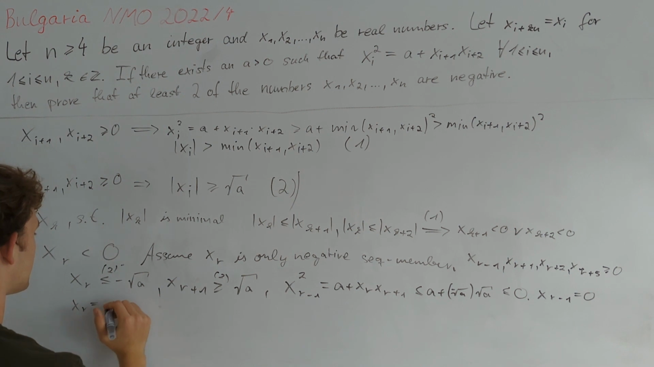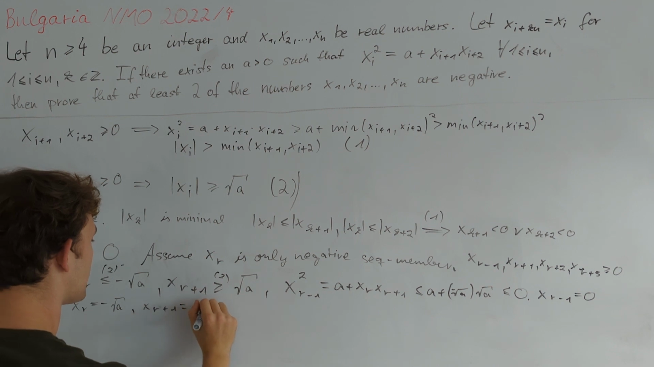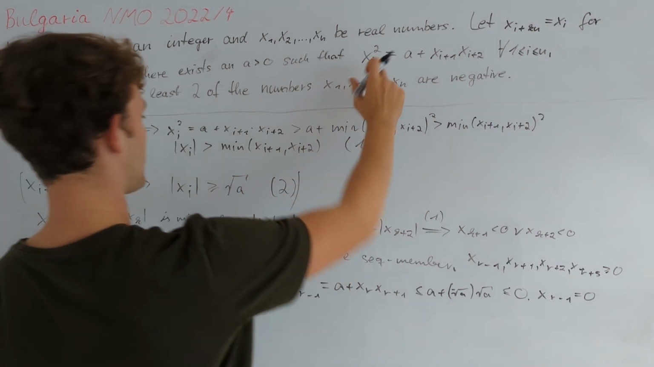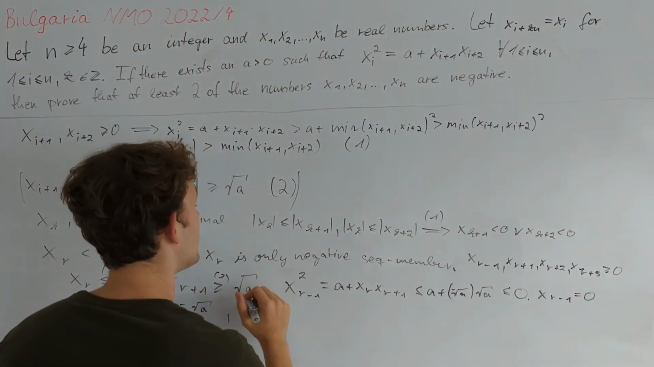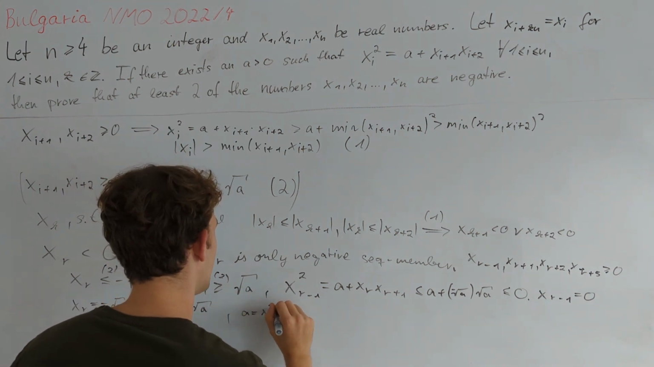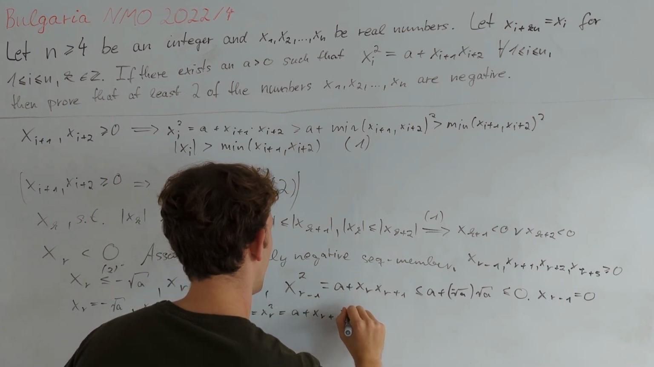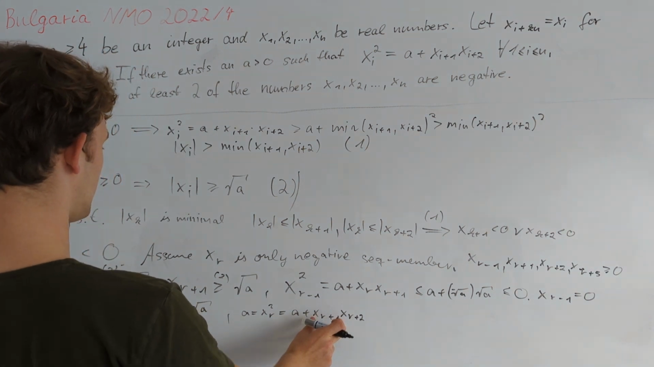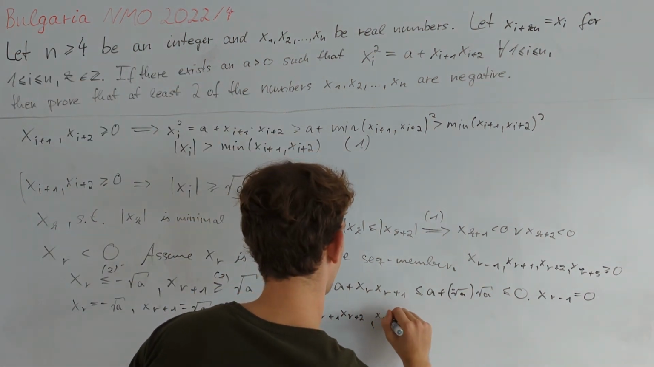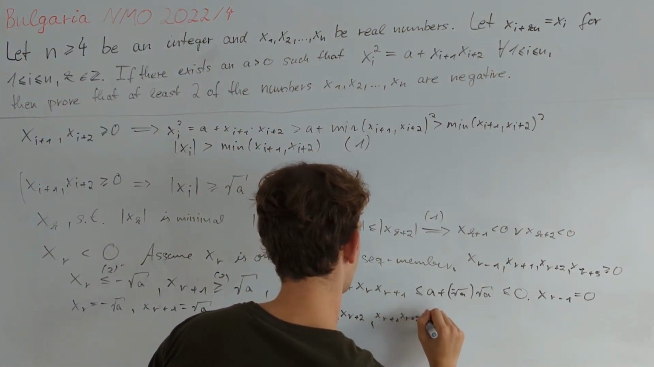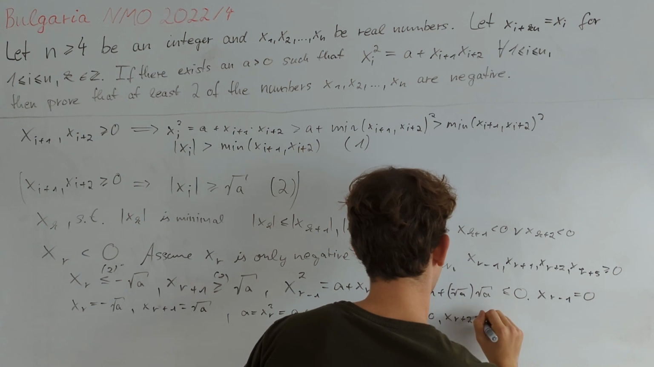Therefore xr must be exactly equal to negative square root of a, and xr plus 1 is equal to square root of a. This we can substitute again in our given equation. Choosing r for i, we get that a is equal to xr squared, which is equal to a plus xr plus 1 times xr plus 2. Since we know that xr plus 1 is equal to the square root of a, which is positive, the product xr plus 1 times xr plus 2 is 0, which is just exactly what we have right here, and therefore xr plus 2 must be equal to 0.